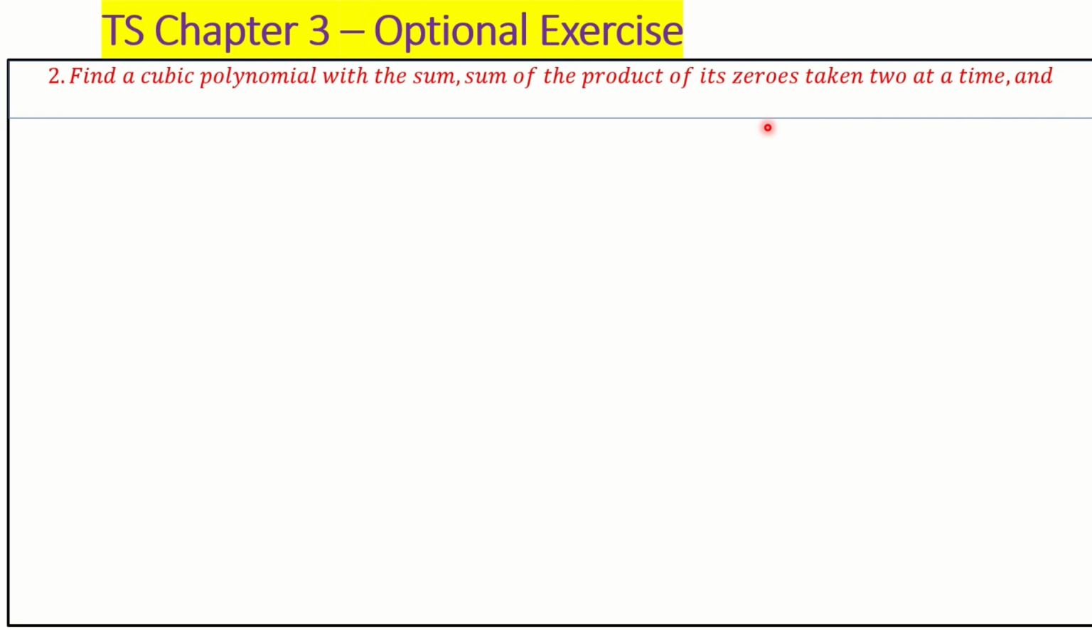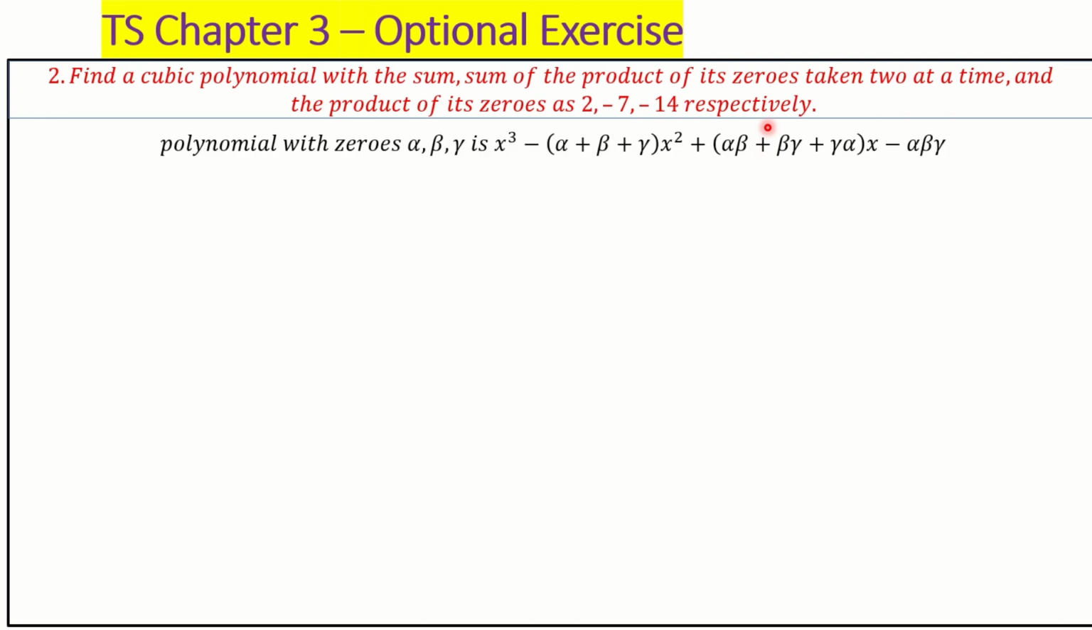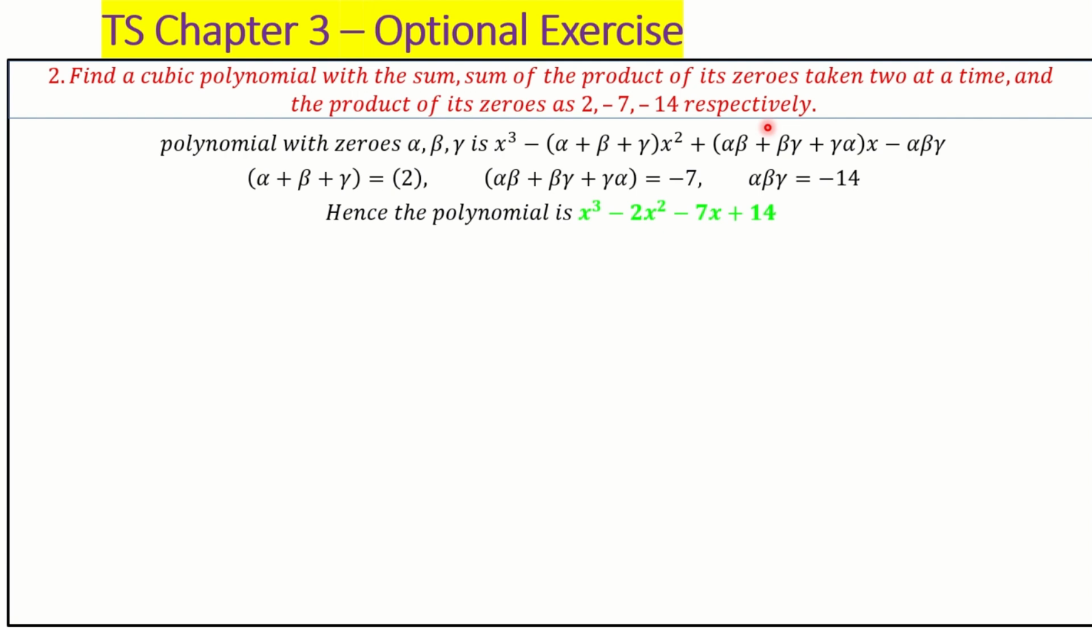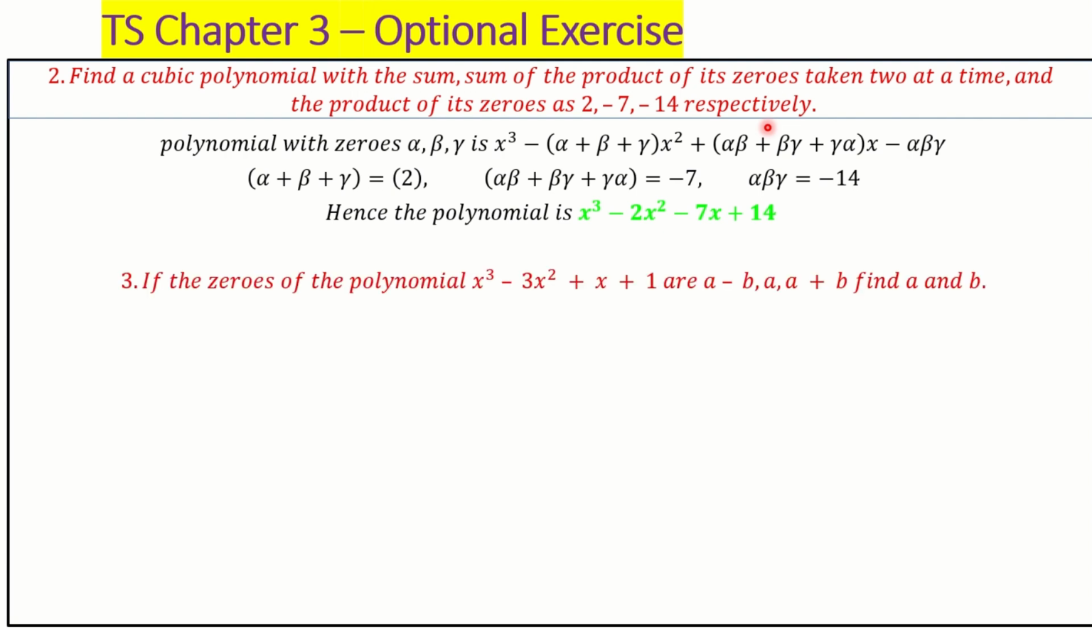Next, find a cubic polynomial with sum of products of its zeros taken 2 at a time and the product of its zeros as 2, minus 7, minus 14 respectively. So what are they trying to tell? Alpha plus beta plus gamma is 2, alpha beta plus beta gamma plus gamma alpha equal to minus 7, alpha beta gamma equal to minus 14. So this is the cubic equation, right? This is how you will write. This is the polynomial.